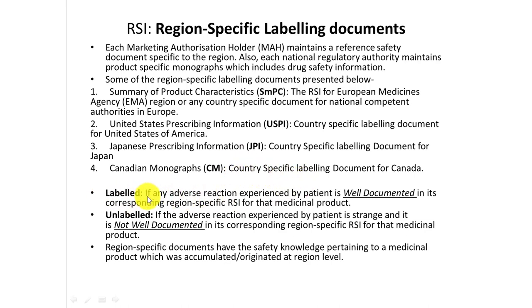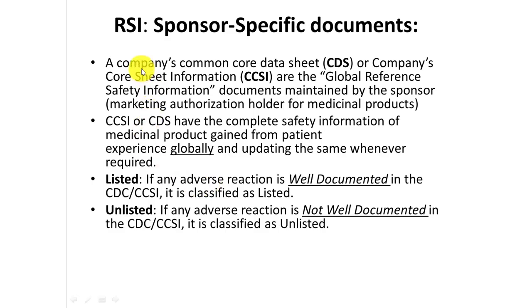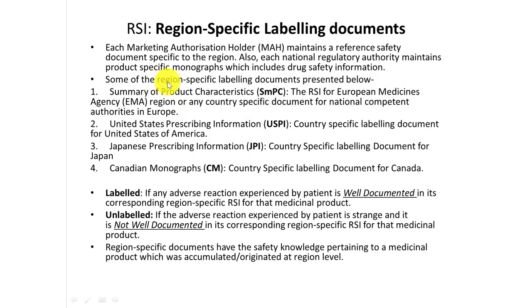So the rest of the concept is the same. Label means well documented in those. So you must have seen now, if it is a global document and the reaction is available and well documented, that is called listed, otherwise unlisted. If it is region specific, we generally call it a labeling document, like SmPCs, USPI, JPI. If you refer to this document and the reaction is available and well documented, that is called labeled. When it's not well documented, then that is called unlabeled.